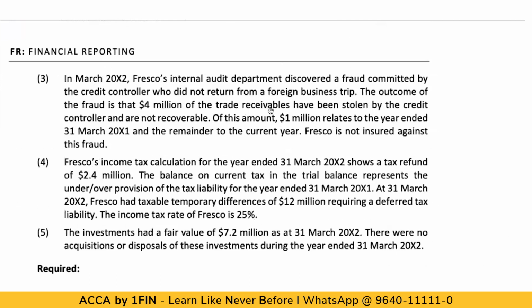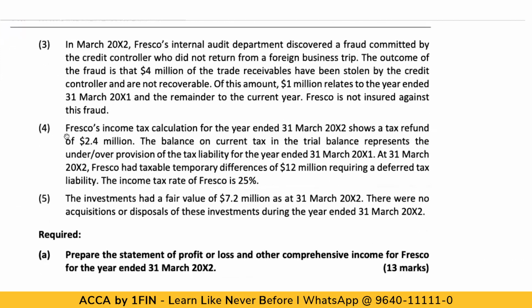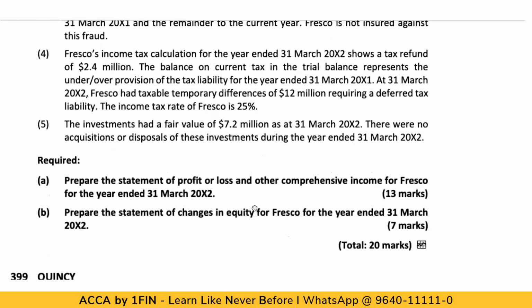Then the internal audit department discovered a fraud, and when did they discover it? March, year 2. Okay, this pertains to year 1, so much pertains to year 2. Then the income tax calculation shows so and so, and investment. Prepare a statement of P&L and a statement of changes in equity. So P&L, OCI, and only equity, not even the balance sheet, for 20 marks.